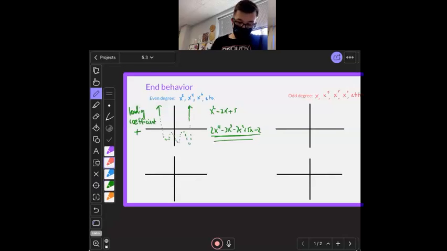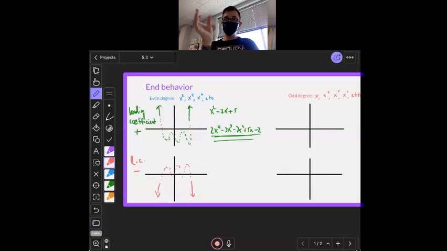What if it's still even, but now our leading coefficient is negative? Well, what do I do to my W? It's negative now. Flip it upside down. So what goes on in the middle? I don't care. But what I'm caring about here is, what do the ends do? So even degree, negative leading coefficient, upside down W. Negative x squared. You graph negative x squared, you should know how to do that. You should have a picture of that in your head.